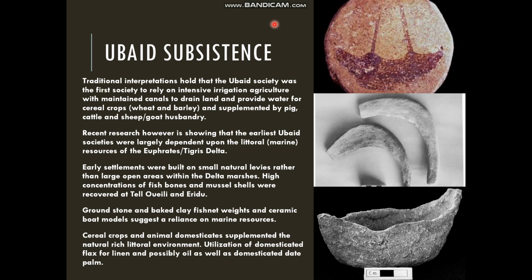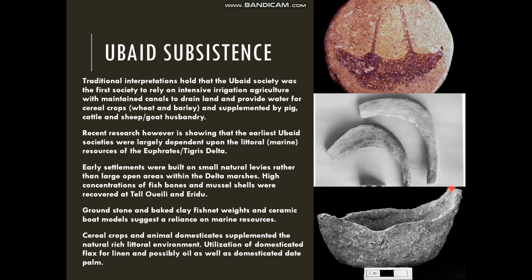This is also supported when we look at the artifacts themselves. We see ground stone and baked clay fishnet weights that are added to the broader assemblage, like the clay sickles that you see here. We also find ceramic boat models at sites like Al Ubaid and Eridu, but also further north in Syria on the middle Euphrates, at Tell Mashnaqa, a similar type of boat model. This suggests that the movement of people and goods through the marshes, up the rivers, and into the Persian Gulf was an important part of the spread of this Ubaid system.